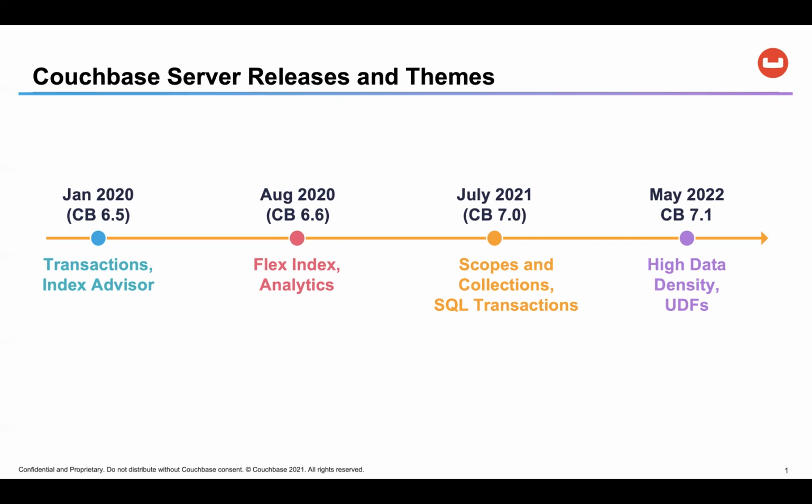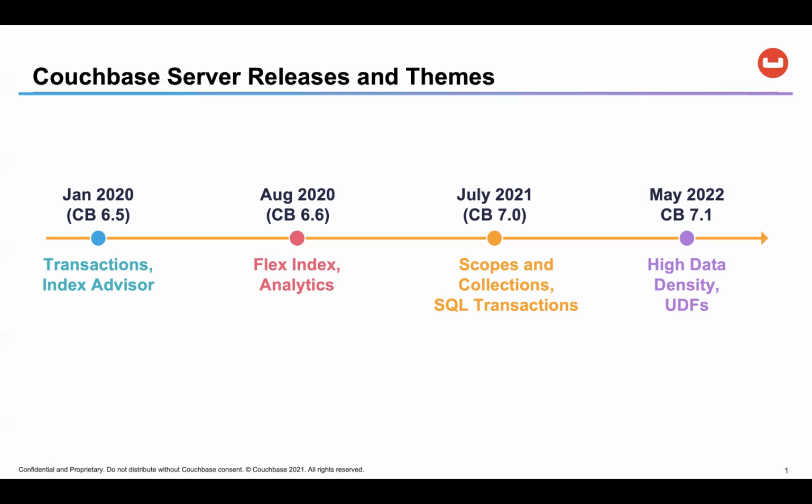In August of 2020, 6.6 was released, and in the late summer of last year, 7.0 became available. Then in May of this year, 7.1, our current release. To say that our engineering team has been busy is certainly an understatement.